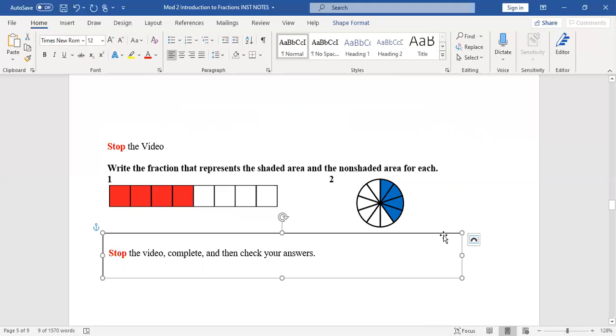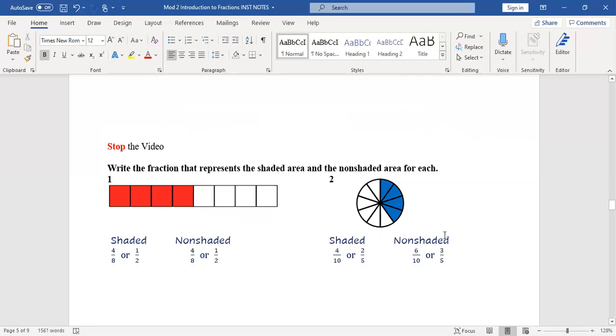So how'd you do? For the first picture, there are a total of 8 little blocks, and 4 of them are shaded. So you could have written down 4/8, but 4/8 can be reduced, so you could have also written 1/2. Both answers would be correct. Now the non-shaded area, again, there are 4 non-shaded squares. So 4/8 would be non-shaded. Again, you could have written 1/2 because 4/8 and 1/2 are equivalent.